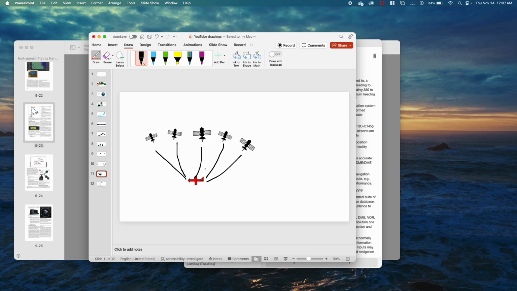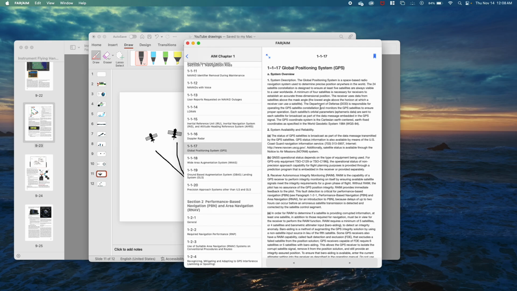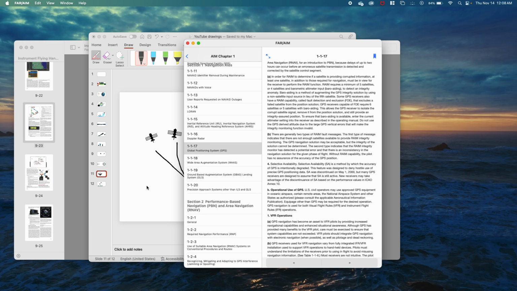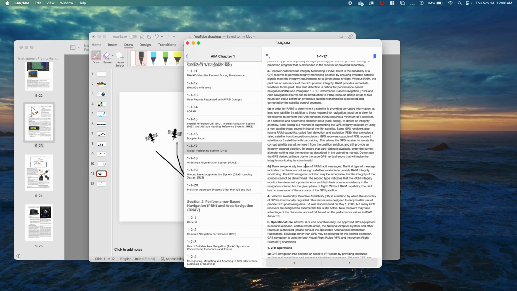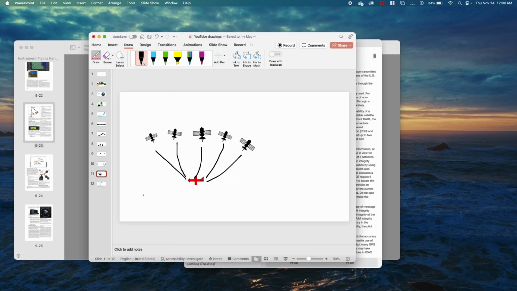With now 5 satellites, we have this thing called RAIM, and we can read all about it in AIM 1-1-7. All RAIM is, it's an onboard monitoring system. RAIM stands for Receiver Autonomous Integrity Monitoring. What that means is it's just monitoring the data received by these satellites and determining if it's reliable or not reliable.